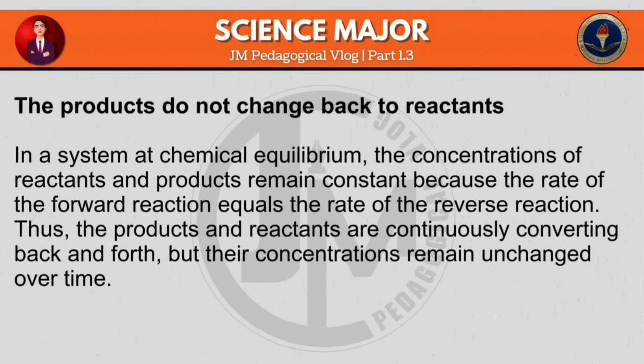In a system at chemical equilibrium, the concentrations of reactants and products remain constant because the rate of the forward reaction equals the rate of the reverse reaction. Thus, the products and reactants are continuously converting back and forth, but their concentrations remain unchanged over time.